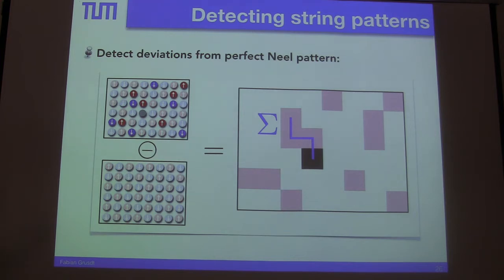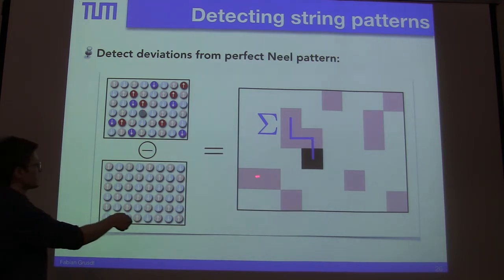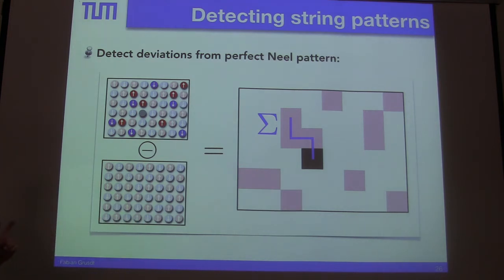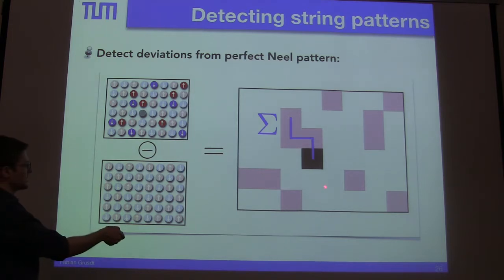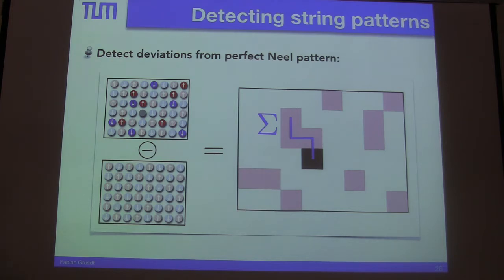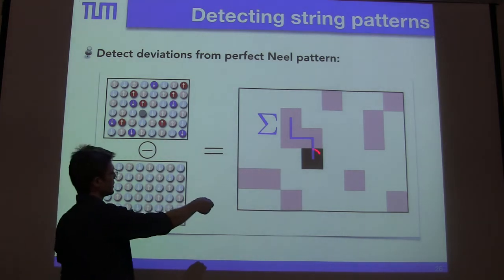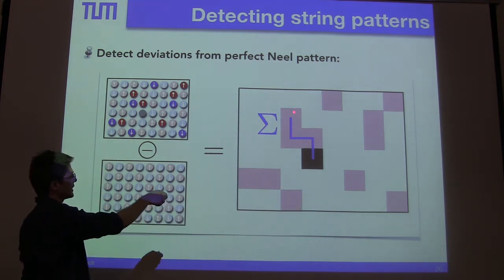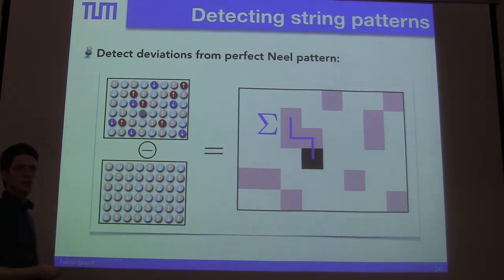But to find out how different it is from the perfect checkerboard, we take this snapshot and subtract the perfect checkerboard. What we get is this picture on the right, where all the red plaquettes are sites where the spin is not oriented as it should be in the perfect checkerboard, and the white ones are happy. They are exactly the right way. Of course, next to the hole in the middle, quite often you find some deviations, and those we call the string.